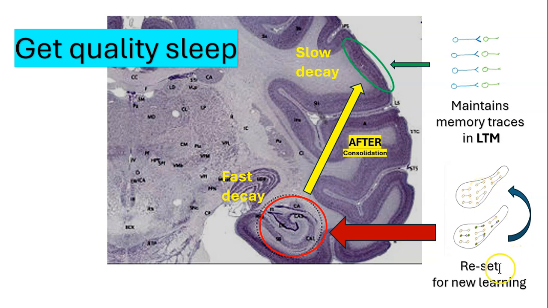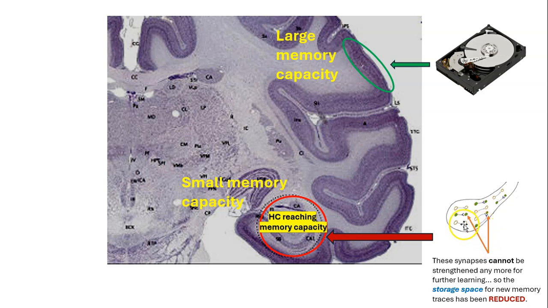So let's think of it this way. In the hippocampus, there are a limited number of neurons, limited number of synapses. So every time we learn something, we're going to strengthen some subset of those synapses. Now, these synapses, therefore, cannot be strengthened anymore for further learning. So as we learn more and more stuff during the day, the storage space for new memory traces has been reduced. So there's a limit for the memory capacity of the hippocampus because it's a smaller structure, fewer neurons, fewer synapses. So we can't just strengthen all these hippocampal synapses and expect the hippocampus to learn anything more.